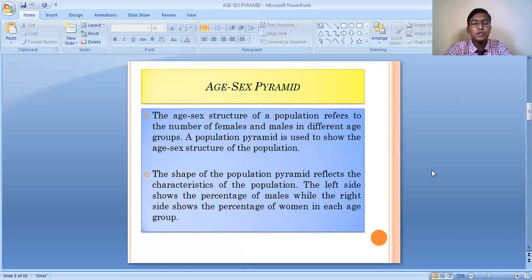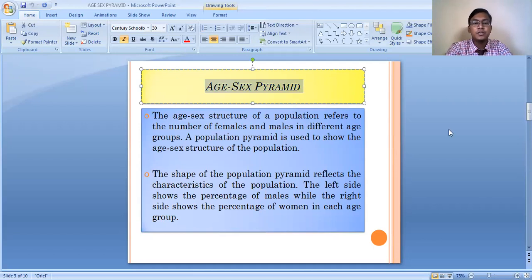So the next one which we are going to discuss is the age-sex pyramid. What is this age-sex pyramid actually? Yesterday we discussed the sex composition, that is the number of males and females. And today we have discussed the age composition, that is the number of people in different age groups.